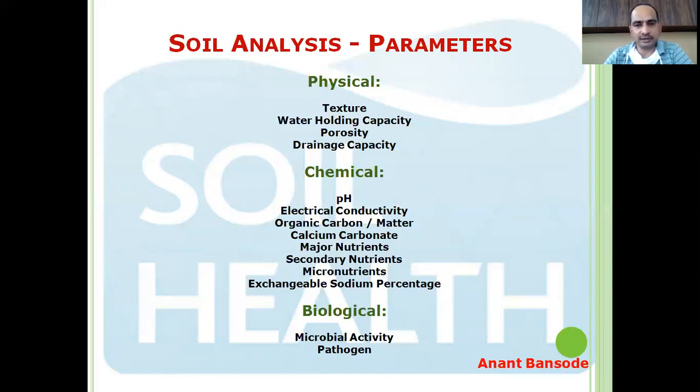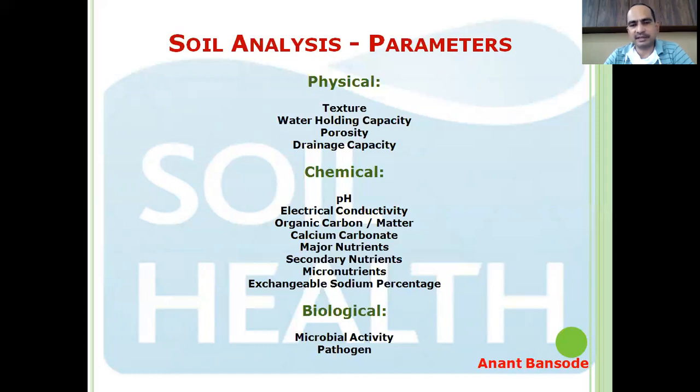Then we check major nutrients, that is nitrogen, phosphorus, and potash. Secondary nutrients, that is calcium, magnesium, and sulfur. In micronutrients, that is boron, molybdenum, zinc, ferrous, copper, etc. And in chemical parameter, we also check exchangeable sodium percentage.